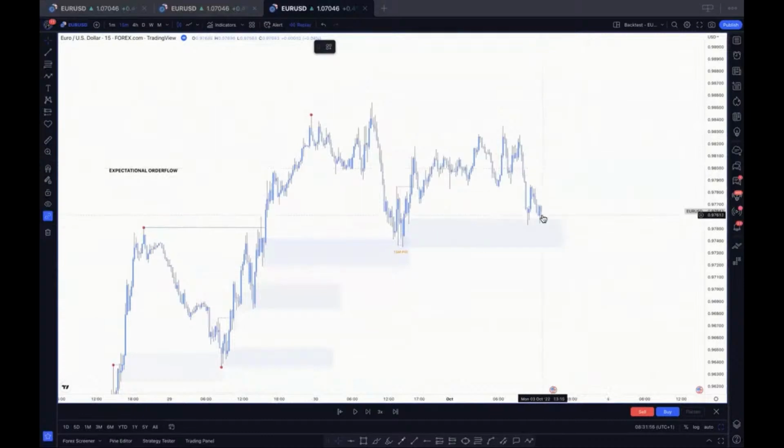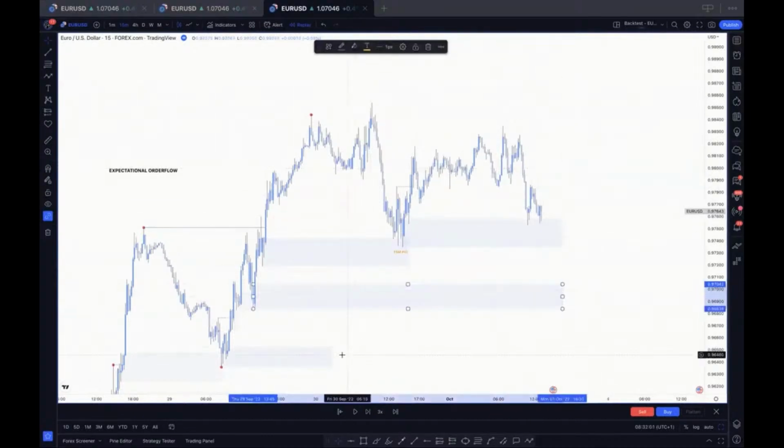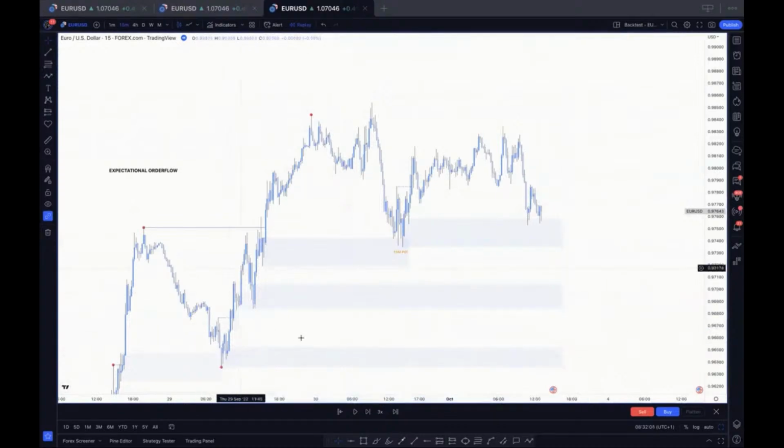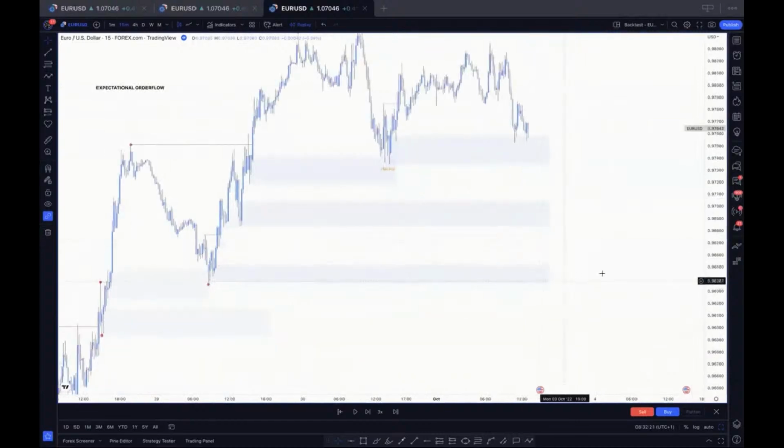Now that can work, or it can even just come to test it, because all these zones here, you can see they're all unmitigated. That means after price broke structure, price didn't retest them, right? You can see price here broke structure, did not retest this zone, only retested this, and then we'll have a change of character. So this means that price can actually react to this and continue upwards, or price can actually return to test these zones that we have here.